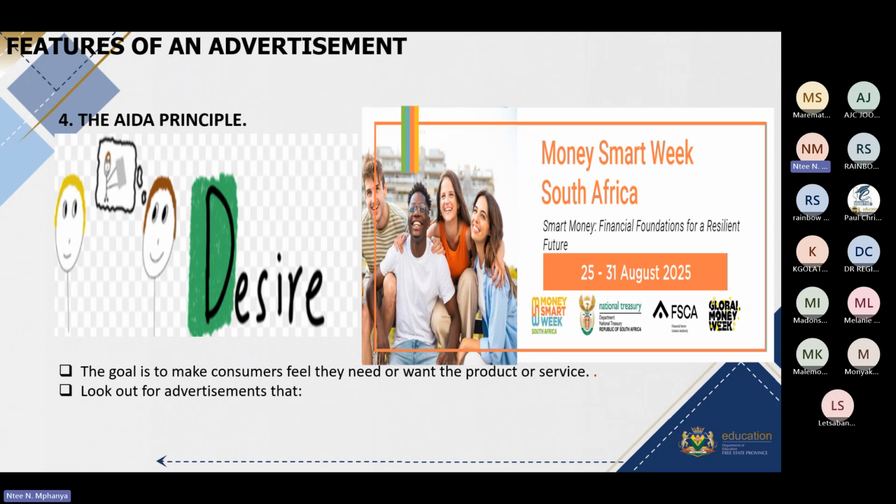What must you look out for on a question paper if you want to answer a question on whether the advert was successful, focusing more on the desire part of the AIDA principle? Does this give you value for your money? Is this information valuable? Yes, it is valuable because everyone wants to use their money in a smart way.